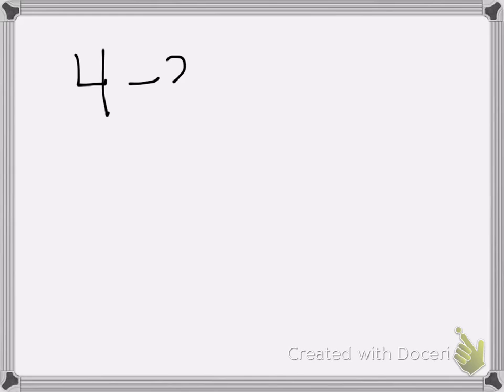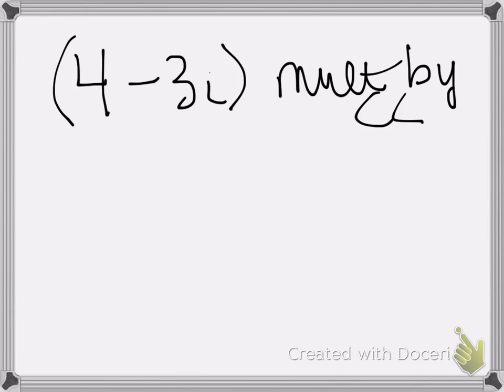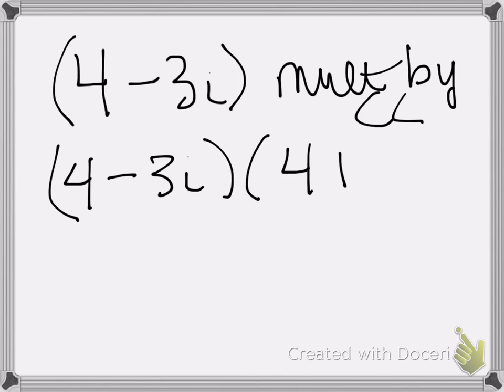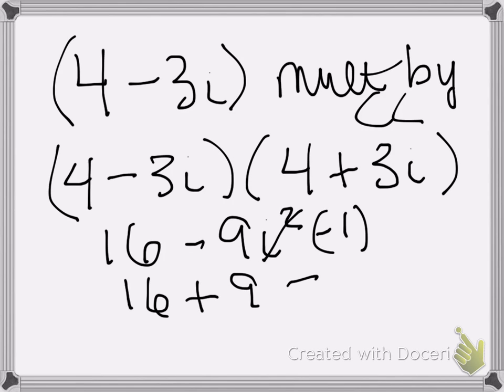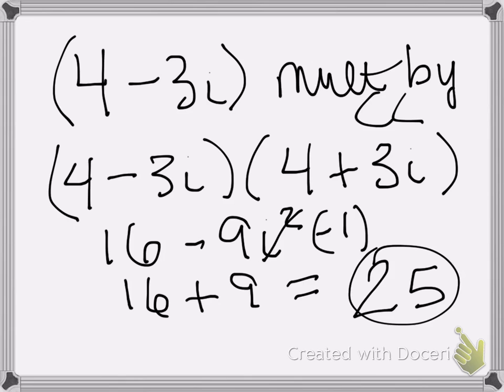Okay, so if I gave you 4 minus 3i, and I told you to multiply that by the complex conjugate, okay, directions, multiply by complex conjugate, then you're going to say, okay, 4 minus 3i, and I'm going to multiply that by the conjugate, which is 4 plus 3i. And I know from my special product patterns that I square the first, square the second, put a minus in between. I'm dealing with i's. I know the rule for i squared equals negative 1. So that really gives me 16 plus 9, which equals 25. So that's a complex conjugate. And that's how they simplify.